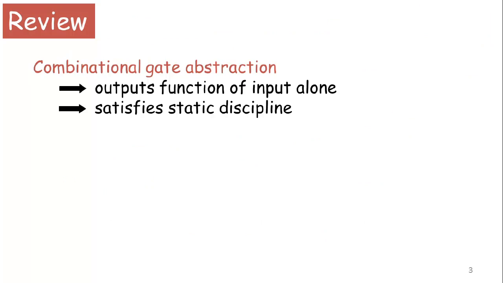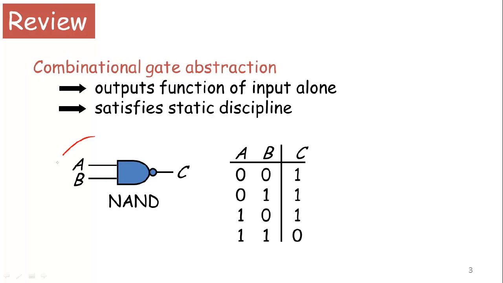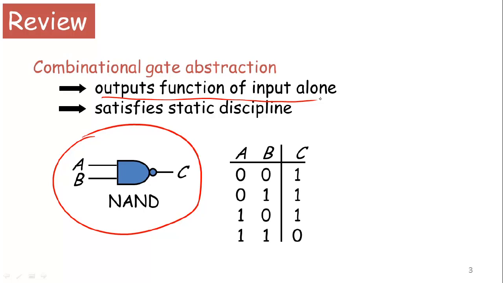Continuing with the review, we looked at the combinational gate abstraction, and in this abstraction, we introduced certain sets of devices. For example, this is a NAND gate, and in these devices or gates, the outputs must be functions of the input alone. Okay, so at any given point in time, I can look at the output and uniquely determine its value by looking at the inputs at that instant in time.